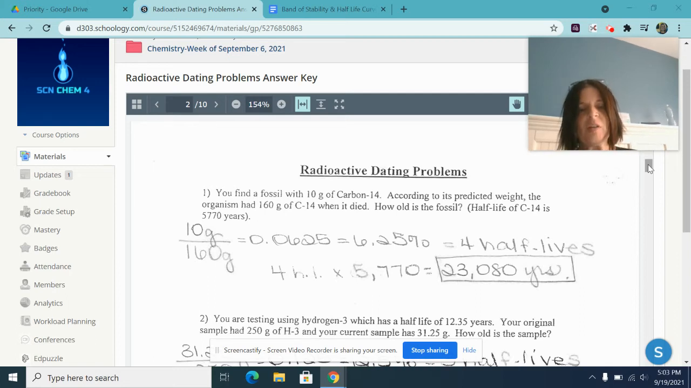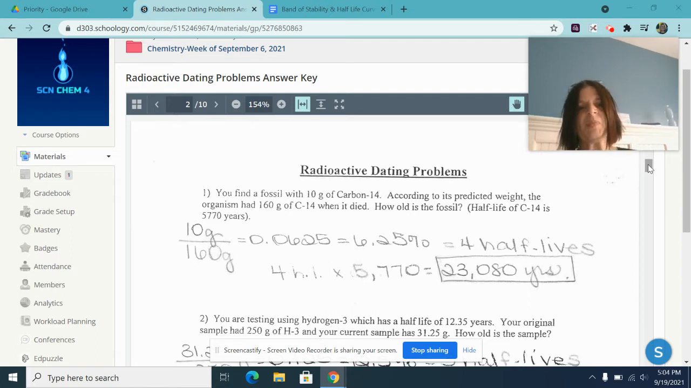Hello. Some of you had some problems with half-life problems, and so I wanted to go through a couple of them just to make sure that you get some more experience with half-life problems and look at how they are set up depending on what the problem is asking for.